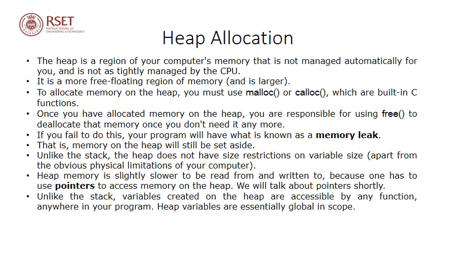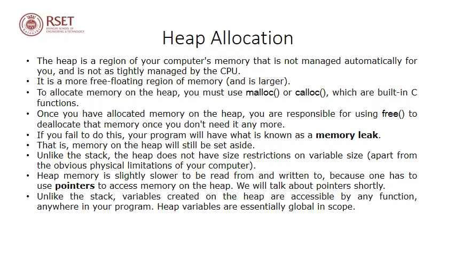To allocate memory on the heap, you must use malloc or calloc as far as the language C is concerned, or you can use the new operator in case of C++ or Java. Once you have dynamically allocated memory on the heap, you are responsible for using the free function in C to deallocate that memory.